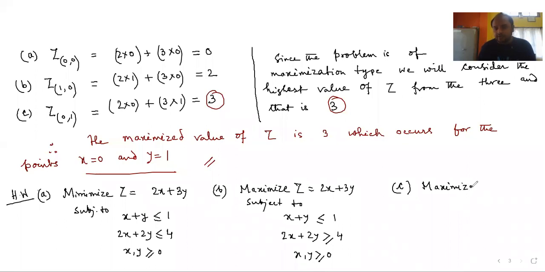Don't worry. Third problem, you can consider maximize z equal to 2x plus 3y, subject to x plus y greater than or equal to 1, 2x plus 2y greater than or equal to 4, x, y greater than or equal to 0. Okay, so these are three different problems which you can consider, and you are going to get different solutions.